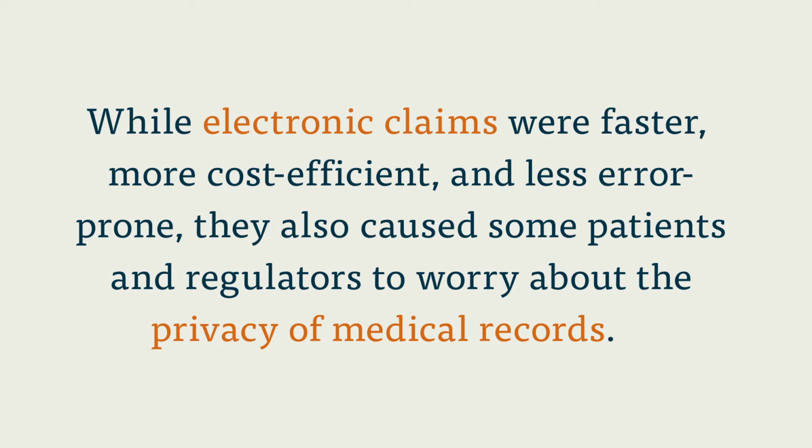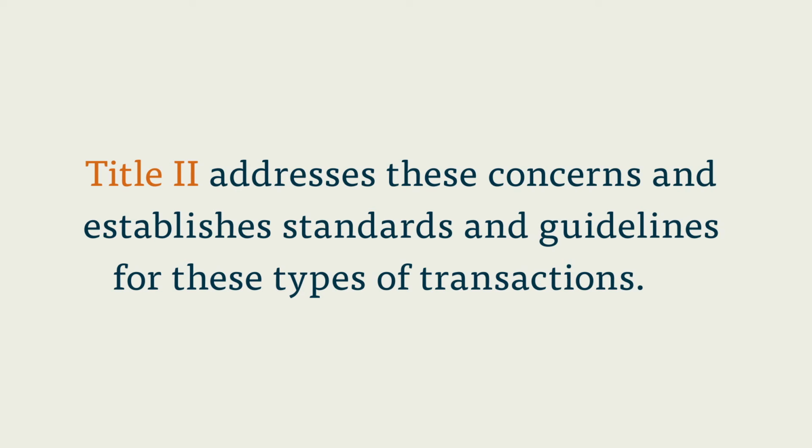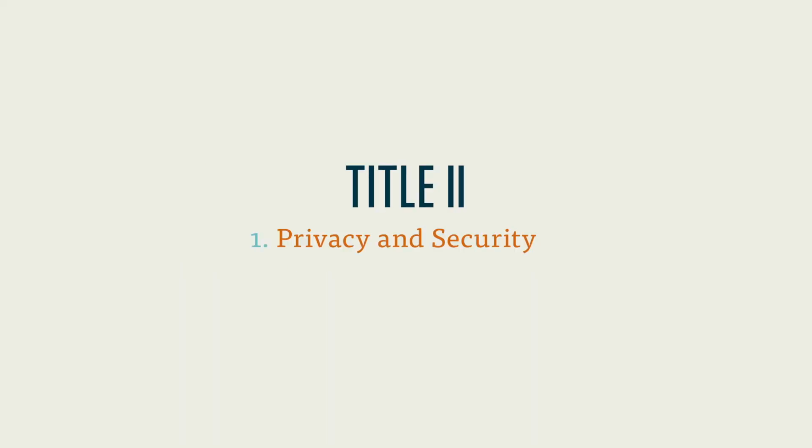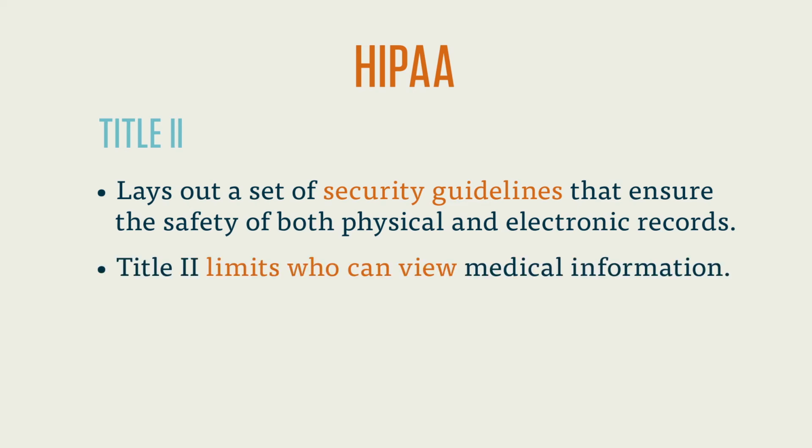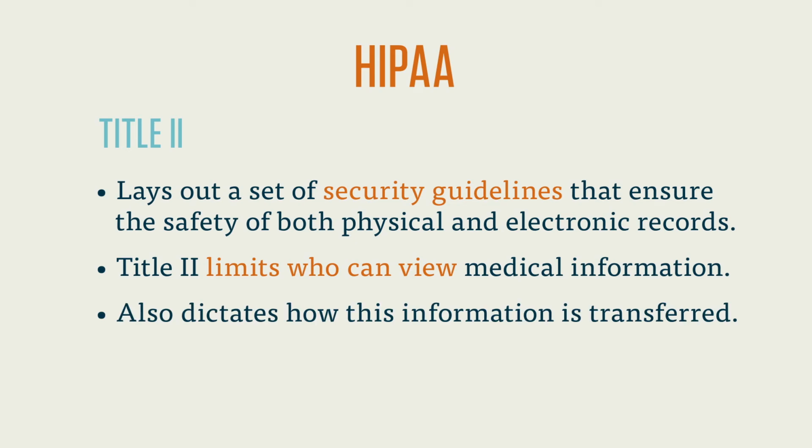Title 2. When HIPAA was passed, an increasing number of medical transactions were being performed electronically. While electronic transactions, like claims, were faster, more cost-efficient, and less error-prone, they also caused some patients and regulators to worry about the privacy of personal medical records. Title 2 addresses these concerns and establishes standards and guidelines for these types of transactions. Privacy and security. Title 2 lays out a set of security guidelines that ensure the safety of both physical and electronic records. These regulations limit who can view medical information and also dictate how this information is transferred.